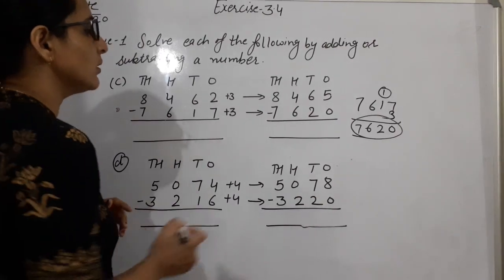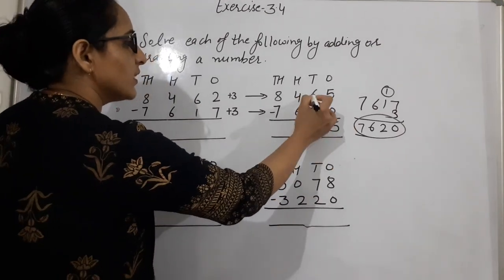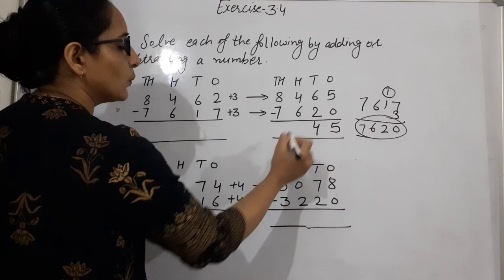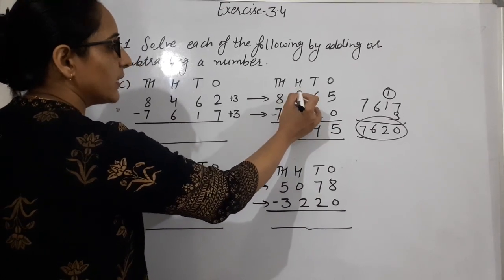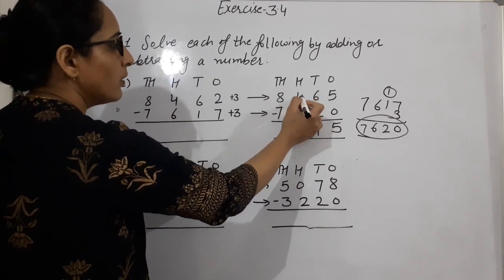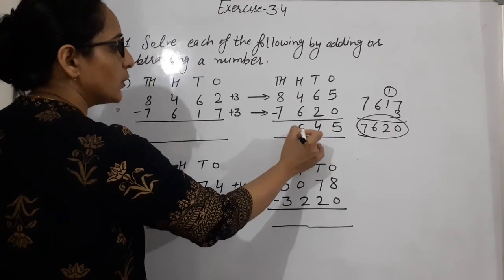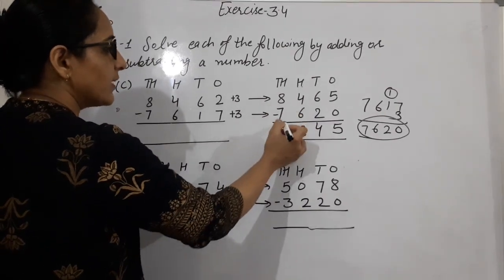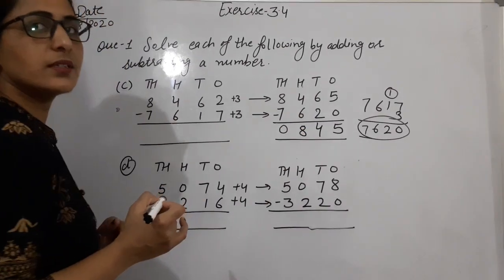Now do the solution. 5. 6 minus 2 equal to 4. Here 4. We take a carry here. Borrow 1 from there. 14 minus 6 equal to 8. And 7 minus 7 equal to 0.